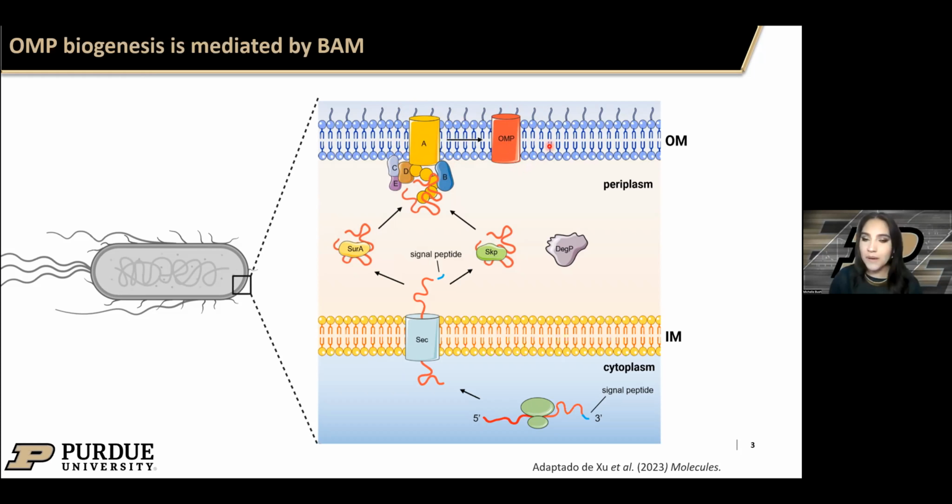Now, the process by which BAM introduces and folds the outer membrane proteins into the outer membrane is a process that our lab has well characterized already. So the focus of my project is on all of the interactions that occur in the periplasm, which are vastly unknown. How outer membrane proteins interact with the respective chaperones is unknown, and how these chaperone proteins interact with the BAM complex is unknown as well.